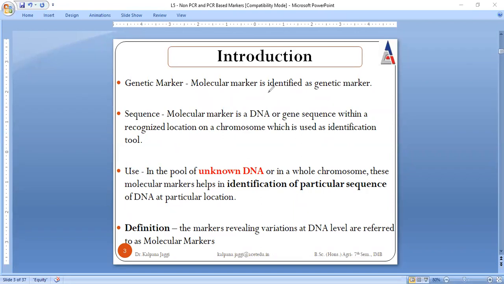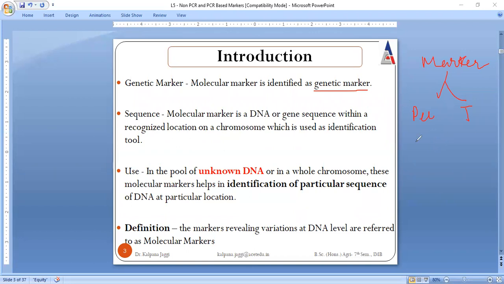A molecular marker is identified as a genetic marker. Now genetic marker you can understand with something from your daily life. You used to have a marker with you, that is a pen. Two kinds of marker you must be using. One is permanent and another is the temporary marker, right? Even when we talk about living organisms, at the level of molecules, we used to have markers.